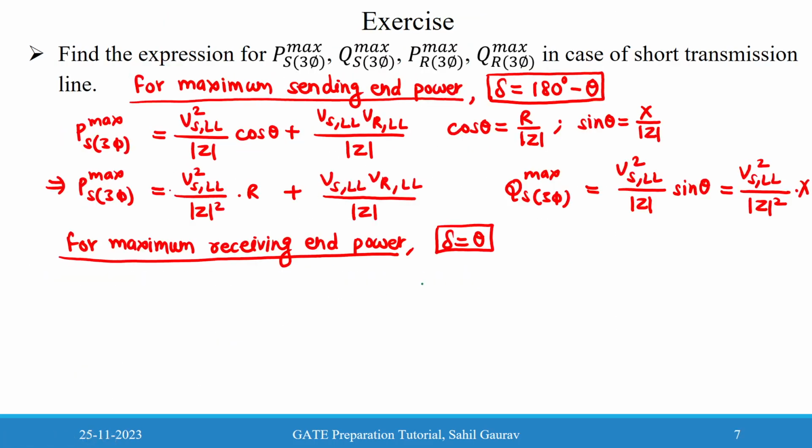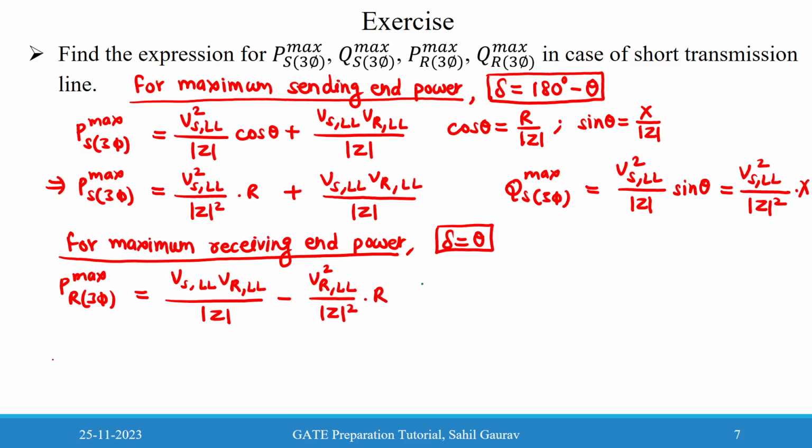So I am writing this down. PR three phase max will be Vs LL into VR LL divided by mod Z minus VR LL square divided by mod Z square into R, and QR three phase maximum value is minus VR LL square divided by mod Z square into X. You put cos theta equal to R by Z and sin theta equal to X by mod Z, and you will get this expression.